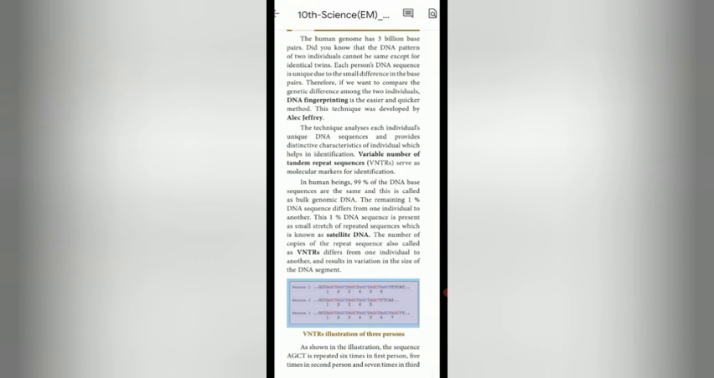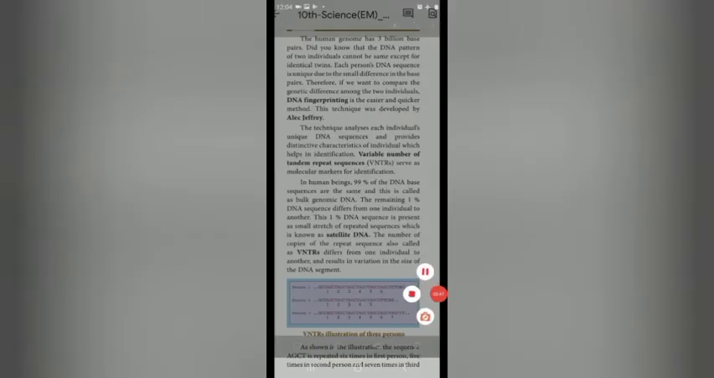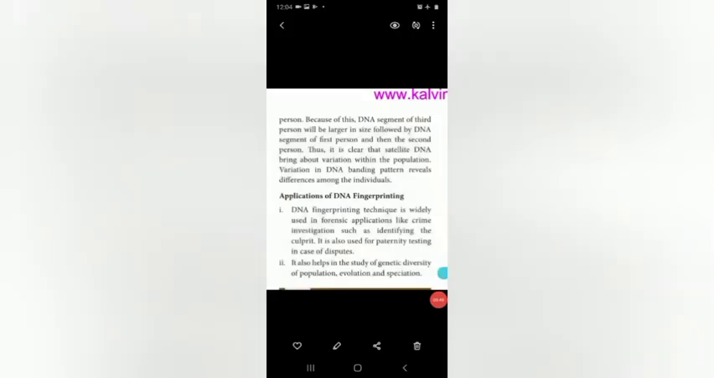So this illustration is showing AGCT, that means adenine, guanine, cytosine and thymine, repeated 6 times in the first person. See the diagram, AGCT is marked with the blue pointer. It is repeated 6 times in the first person, 5 times in the second person, and also 7 times in the third person. So this differentiation is identified by the method called DNA fingerprinting.